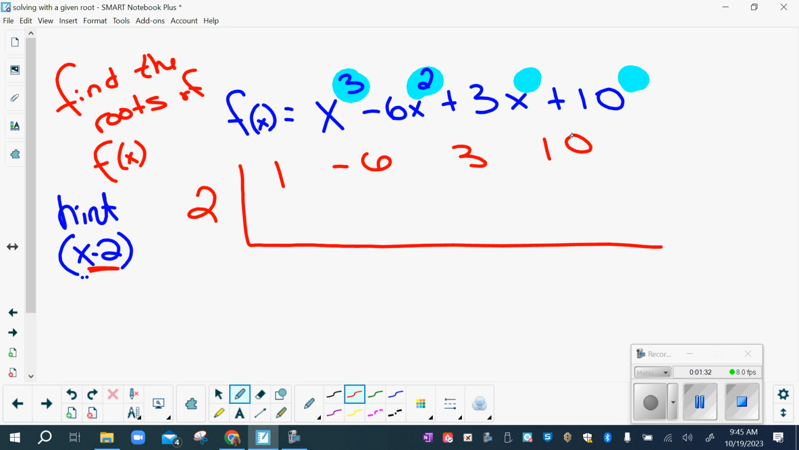We're going to synthetically divide this one, but remember, bring that 1 down. Love me some synthetic division. Right here, pull this guy down. Yep, all multiplying and adding. We love that.